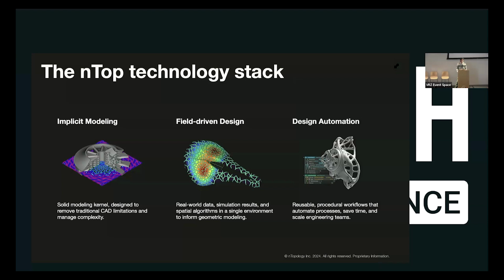Also field-driven design. Because implicits are just functions in space, anything else that's a function in space works with it. Let's say you have a simulation data set of pressure applied in space. You can take that pressure function and use it to drive the geometric characteristics of your designs. And last, design automation: reusable procedural workflows to automate processes, save time, and scale engineering teams. I'm sure you all are familiar with that here. This is a pretty new concept in a lot of engineering workflows. Taking this concept that I've learned quite a lot about in the architecture field and applying it to engineering develops new possibilities for this technology.